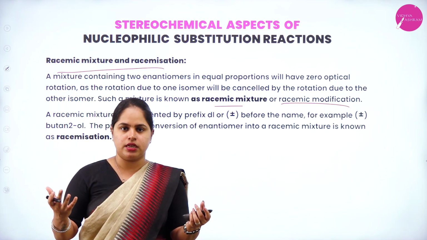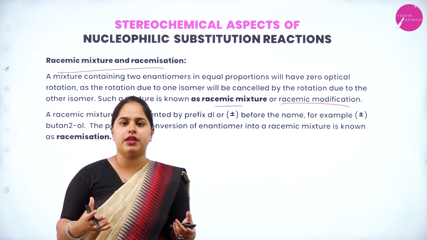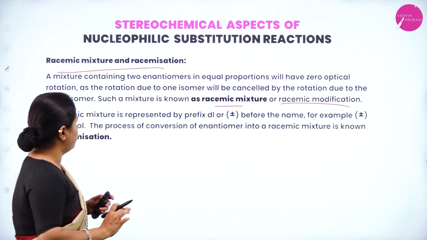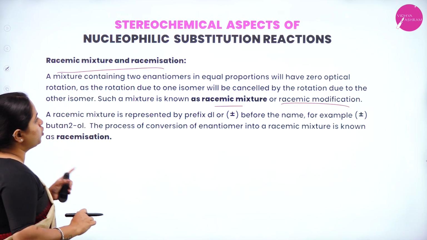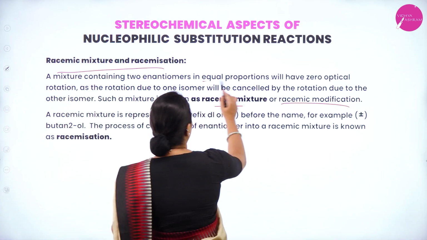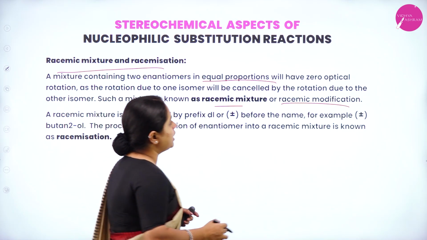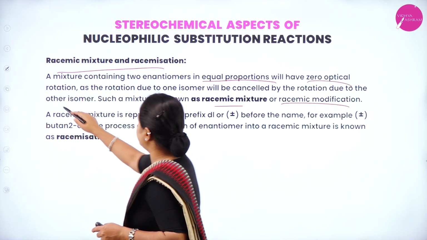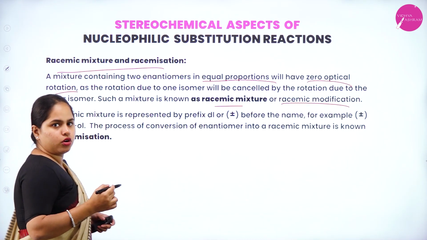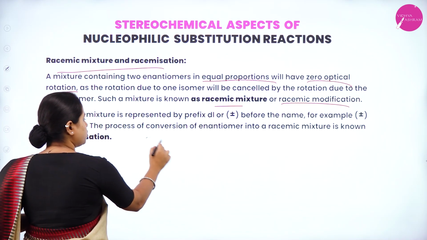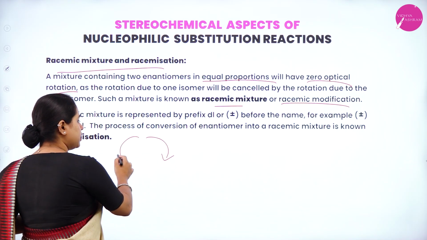So if the dextro-rotatory and levo-rotatory forms are present in equal amounts, let's say 50-50%, what will happen? Yes, the racemic mixture will be formed. It is a mixture containing 2 enantiomers in equal proportions, and it will have 0 optical rotation. Why 0 optical rotation? One will be rotating it towards the right, another one will be rotating it towards the left.